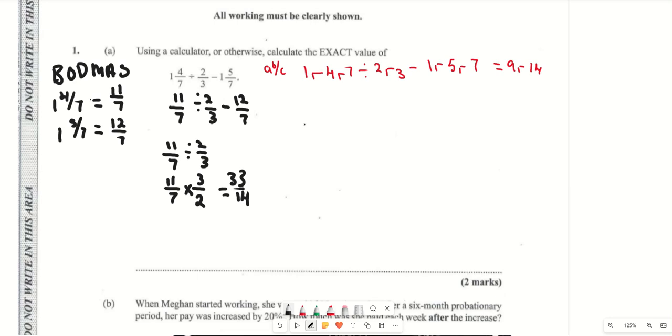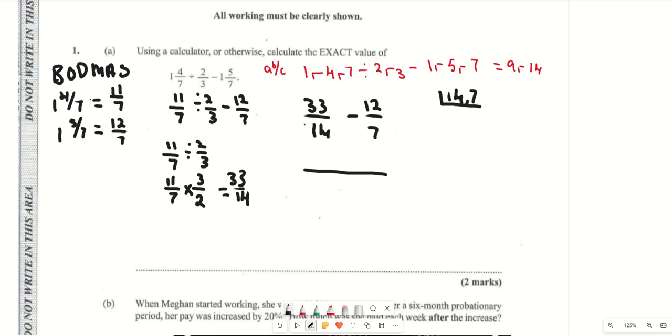So now the question becomes 33 over 14, which is the first part of the question, 1 and 4 over 7 divided by 2 over 3, minus 12 over 7. When you're subtracting fractions, the first thing you check is your denominators. Are they the same? Are they different? They are different, so you have to find the LCM of 14 and 7.